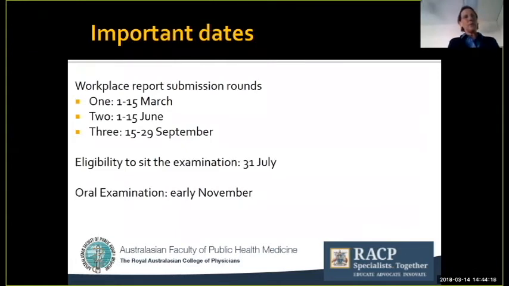Because it takes time for the turnaround in the faculty office, it takes time for the markers to get their marks back. So if you are sitting the exam and you need to have 1 or 2 workplace reports completed by the 31st of July, then you should aim to have them submitted in that March round. So the exam's held in early November each year.